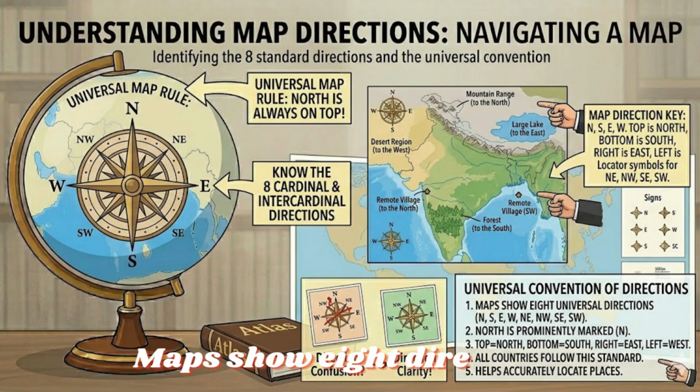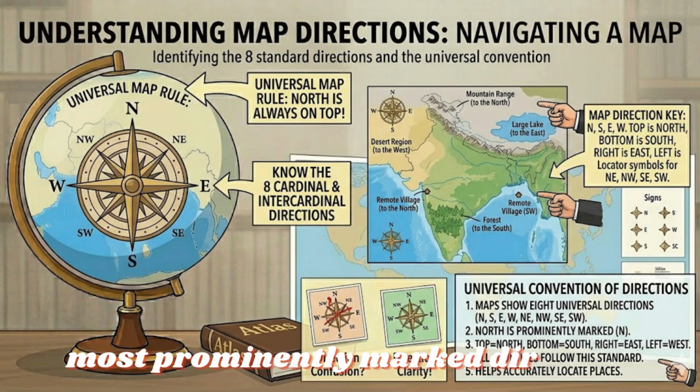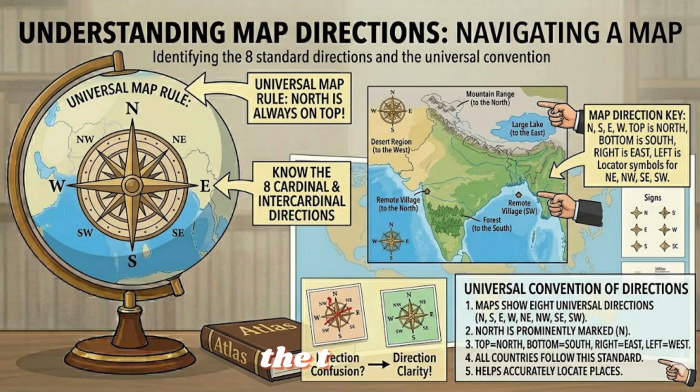Directions. Maps show 8 directions: north, south, east, west, northeast, NE, northwest, NW, southeast, SE, and southwest, SW. North is always the most prominently marked direction, often shown with an arrow and the letter N. On any map, the topmost part is north, the bottom is south, the right side is east, and the left side is west. Knowing directions helps locate places and objects on a map accurately. There is a universally followed convention for indicating directions, so all countries represent directions in the same standard way on their maps.